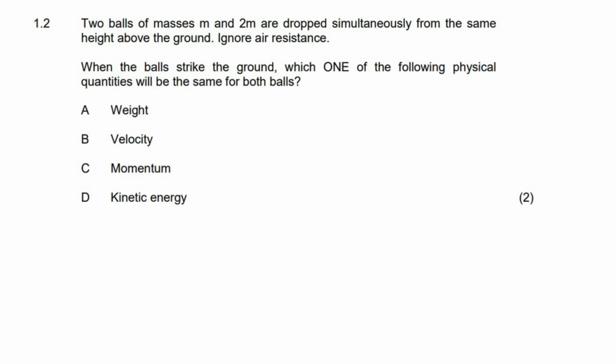Two balls of masses m and 2m are dropped simultaneously from the same height above the ground. When the balls strike the ground, which one of the following physical quantities will be the same for both balls? Well, here's where things can sometimes feel a bit weird, because logically, if we think about this in real life, many of us would say, oh, the ball that has a mass of 2m is definitely going to hit the ground first, before the ball with m.